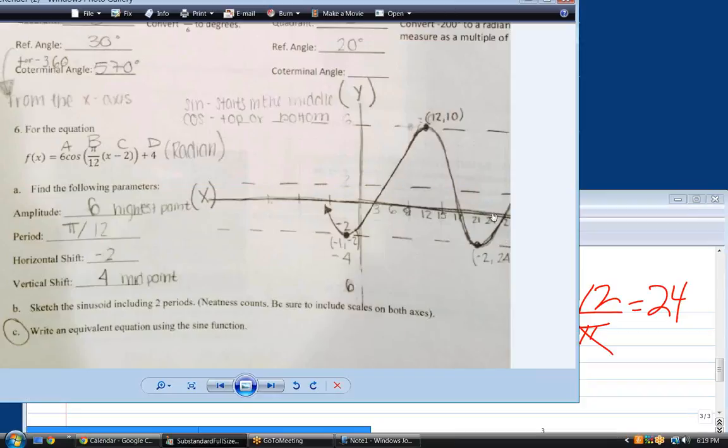And looks like you're close to the period. Yeah. The period can be measured from any trough to any trough, or any peak to any peak. Well, what we have are troughs here, but it looks like the x-coordinate on this trough is -1. So if my period is 24, which it is, then I've got to go 24 units to the right of minus 1, which puts me at 23.